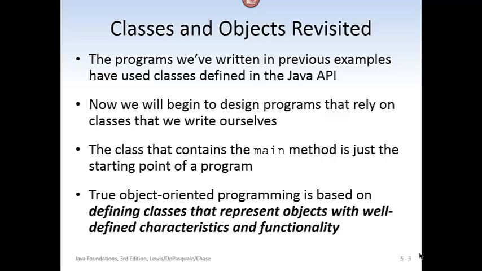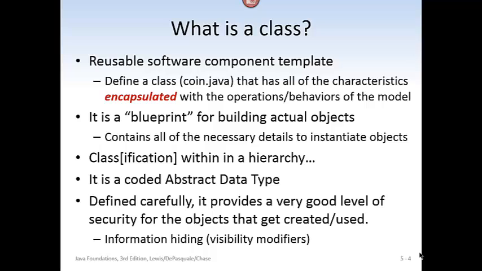True object-oriented programming is based on defining a set of cooperating objects. That means then that we must define classes that represent those objects with very well-defined characteristics and functionality. So, what exactly is a class? Well, we can think of it as a reusable software component template. We define a class, such as coin.java, that has all the characteristics encapsulated with the operations on the model.